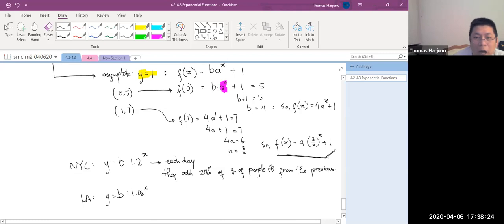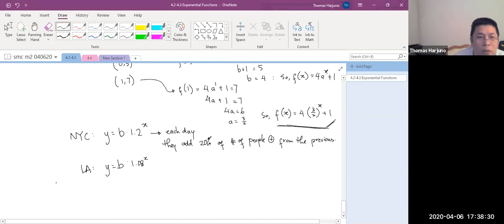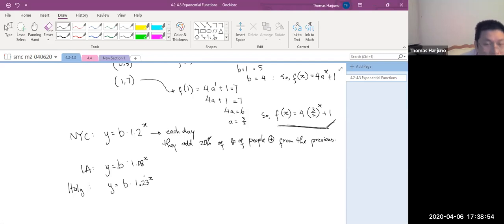Okay, now the highest spread that is known happens in Italy. There was one time the contagious rate was to the point of 1.23 to the x, which means if each day they add 23% to the number of people confirmed positive from the previous day, then the next day they expect another 23% increase from the current day, from today.